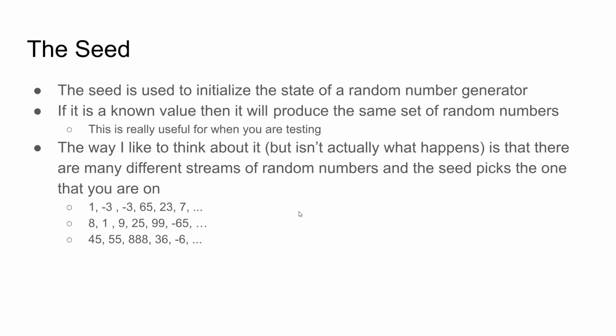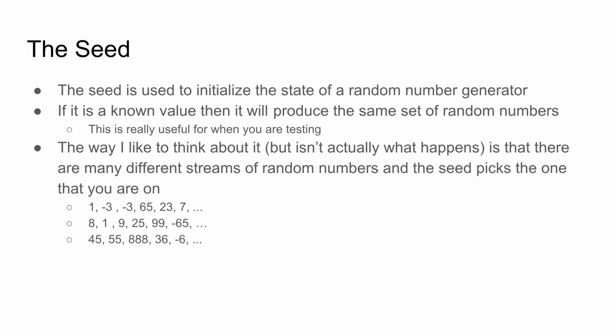So again, the seed is used to initialize the state of the random number generator. If it's a known value, like some constant value, it's always going to produce the same set of random numbers. This is extraordinarily useful when you're testing, because if your code has bugs, it's really annoying if those bugs only trigger some of the time based on some of the values. If you make it so that the random number generator always gives you back the same values, it's always going to break at exactly the same time, helping you figure out where the error is.